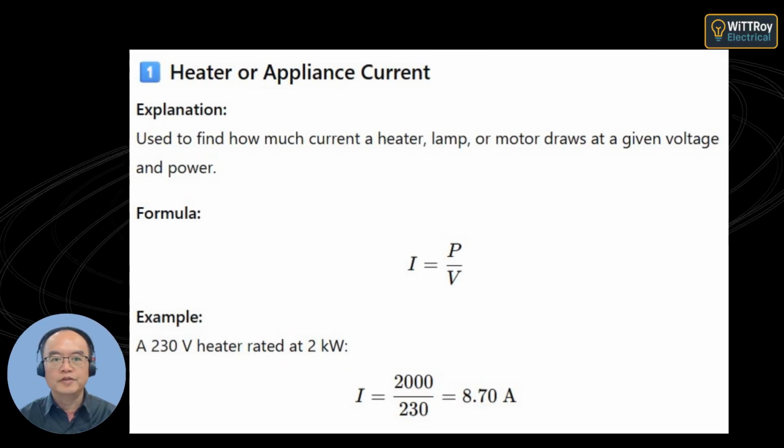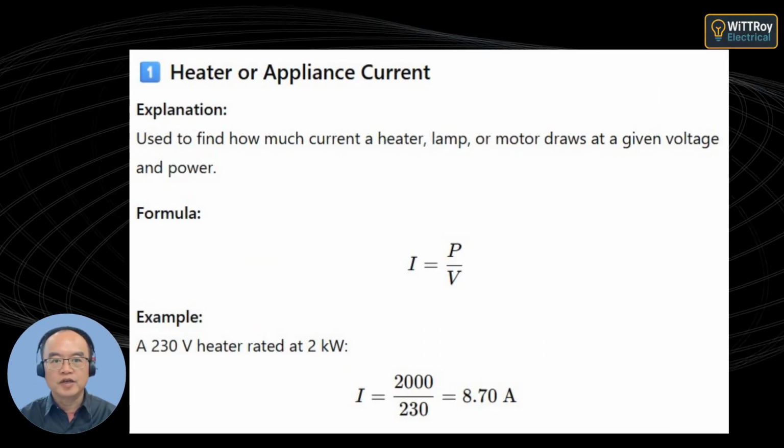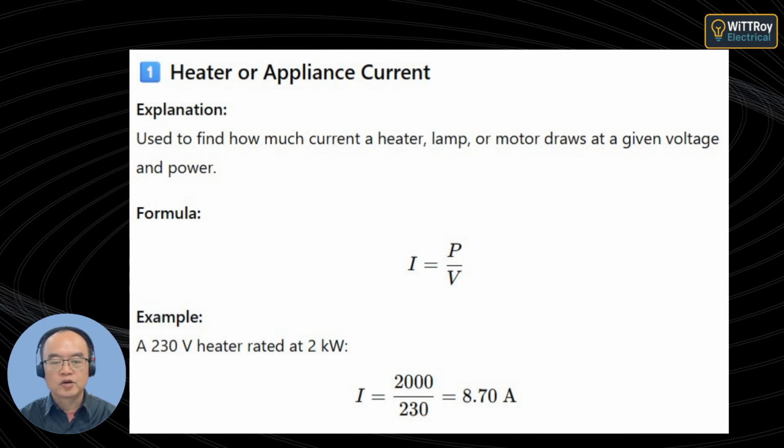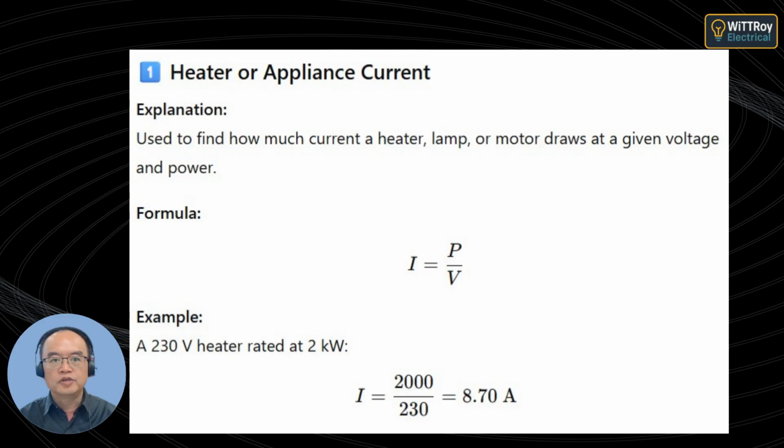We start with the most basic formula, current equals power divided by voltage. It helps us find how much current a heater or any load draws from the supply. For example, a 2 kilowatt heater on 230 volts takes about 8.7 amperes.